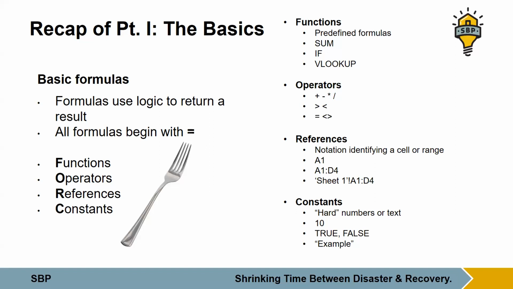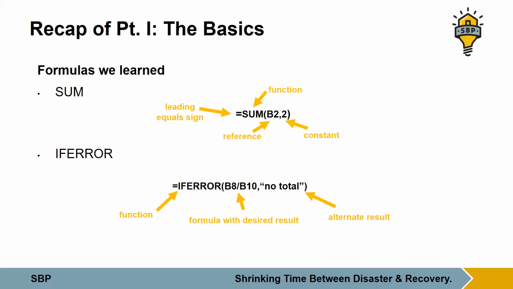Constants are hard numbers, something that's not going to change. So like 10 would be a hard number. TRUE or FALSE or text in quotes will be used as a constant. So again, I'm just recapping this so that we're all on the same page. This is what we learned before.